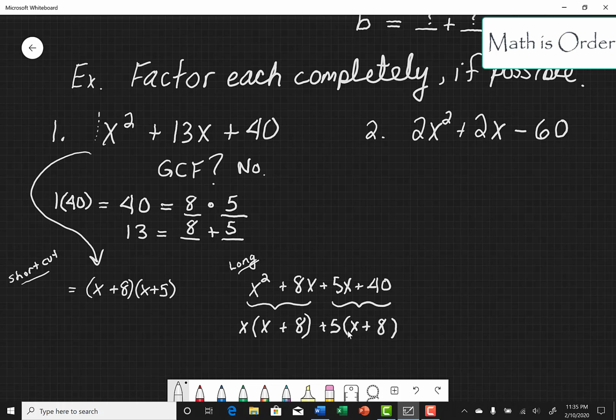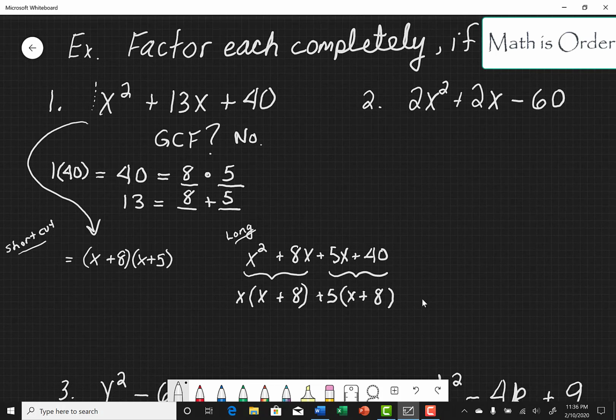Now, if you're not sure if it's true, go ahead and multiply back and see if you get back to what you started with. All right? And then let's continue further. We're not quite done. So now that we've got x plus 8 in both of these terms here, we're going to factor that out. Right? When you factor x plus 8 out of this first term, you're left with x. When you factor x plus 8 out of this term here, you're left with 5.